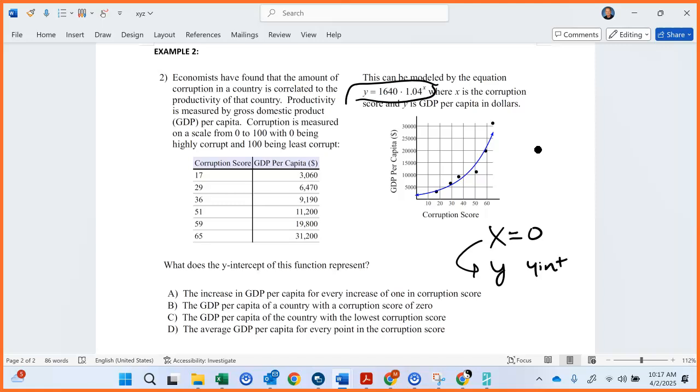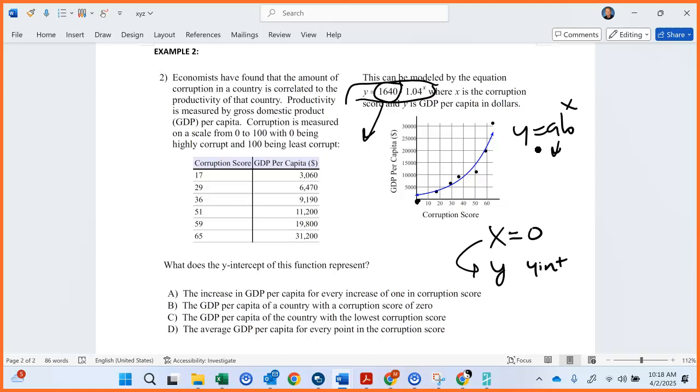So if I look at the graph, I would say that when x is 0, it looks to be somewhere between 0 and 5,000. But again, I'm not being asked to measure it. If I look at the equation above, I don't know if you guys remember it, but when you get an exponential function, that first value is your beginning value. So 1640 would be the beginning value if the corruption score was 0. That's because remember, it's like y equals a b to the power of x. A is always the beginning value when x is 0. But again, they're not asking that.